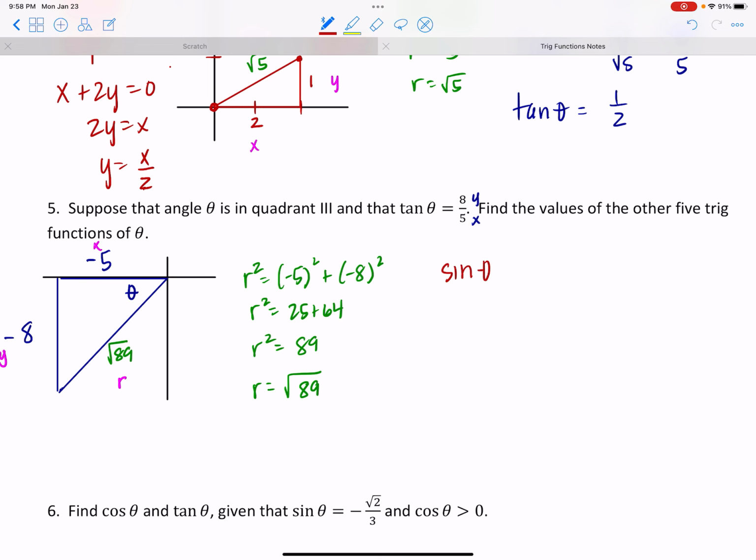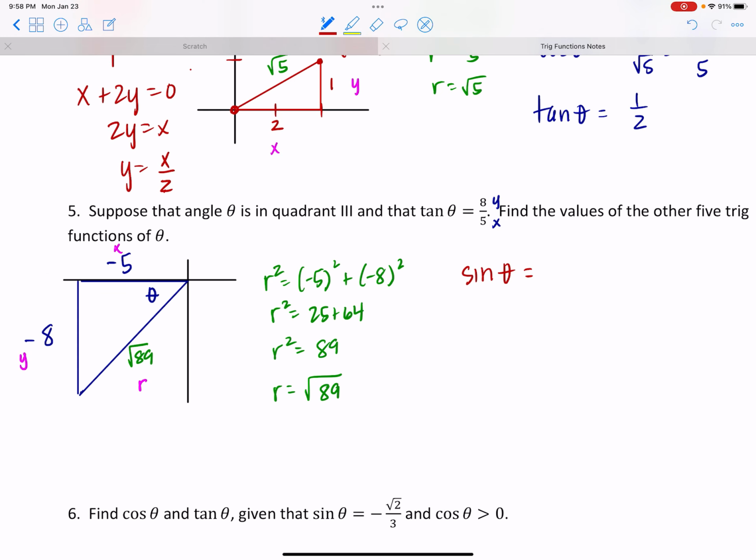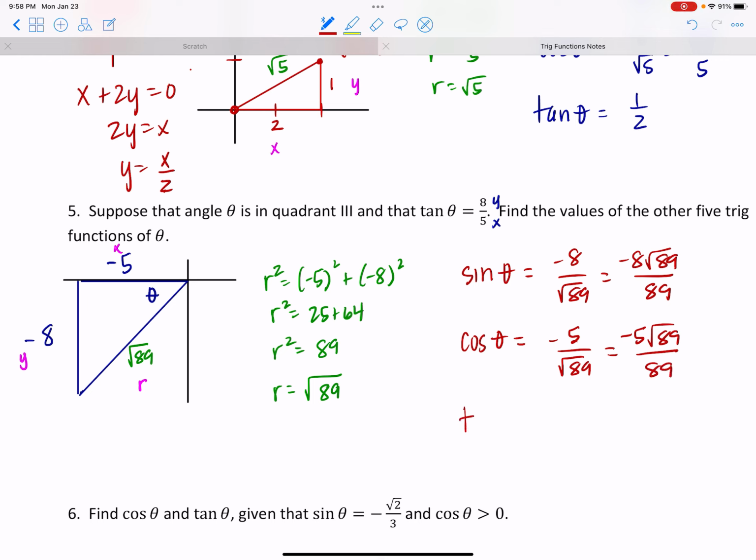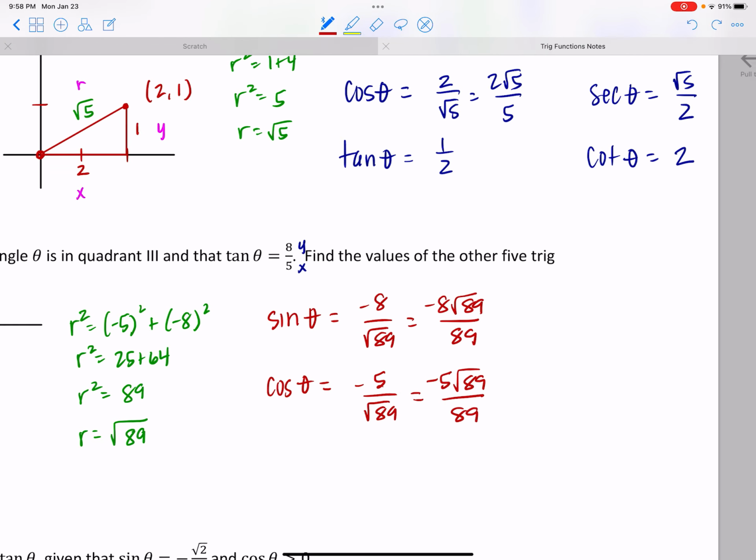Let's go sine. Sine is going to be y over r, so negative 8 over radical 89, which would be negative 8 radical 89 over 89. Cosine, which is x over r, so negative 5 over radical 89. Rationalized, we get negative 5 radical 89 over 89. Tangent, we don't need to do because we already got tangent. That was given to us. We needed the other 5.